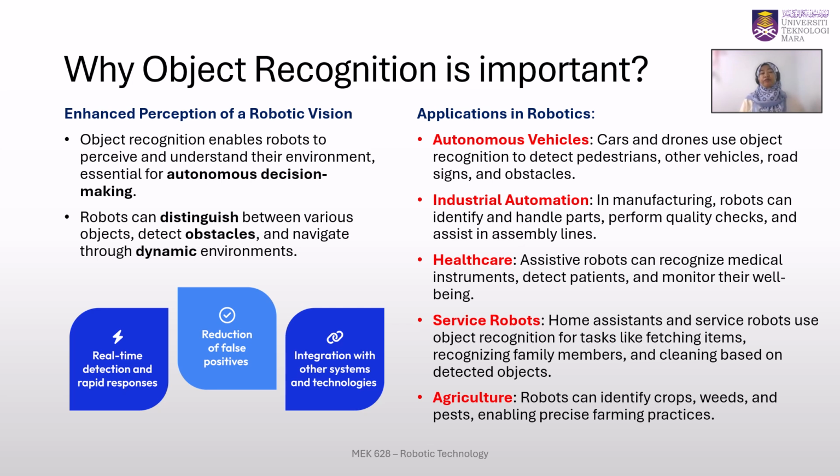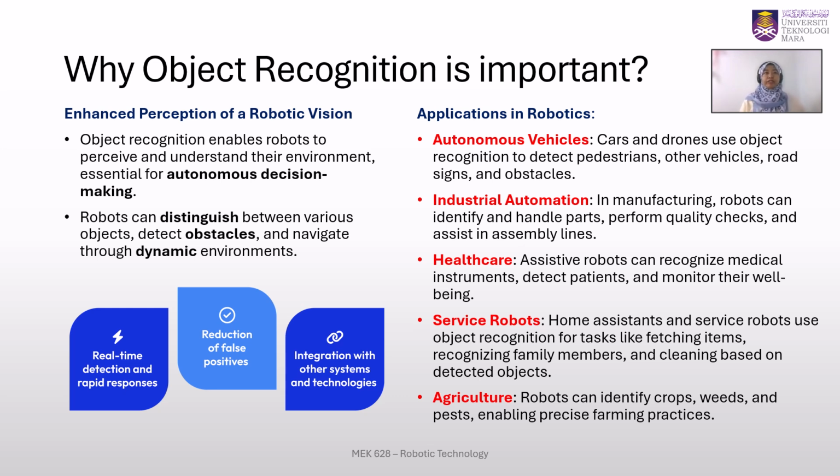They need to avoid it during the navigation process. Or in industrial automation, where the robot can identify and handle parts, or the robotic arm needs to do some soldering process where it needs to solder at the correct contact point, right? And then maybe perform quality checks. They need to do some quality control. They need to detect defects from the object, for example.